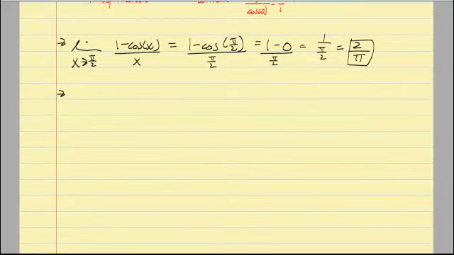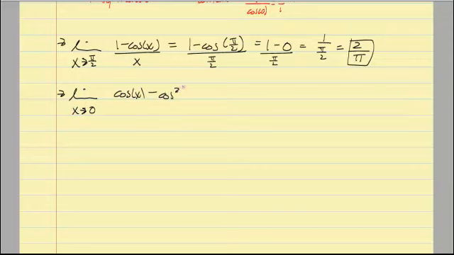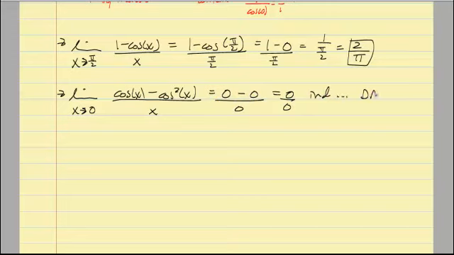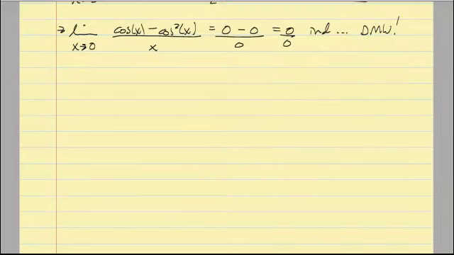Our next one, let's look at the limit as x approaches 0 of the cosine of x minus cosine squared of x all over x. Again, first thing we do is plug directly in. The cosine of 0 is 1. The cosine of 0 is 1. 1 minus 1 squared is 0, all over 0, so I have 0 over 0, which is indeterminate, and indeterminate means to do more work. Well, the more work we can do here, I don't really see anything right off the bat. Let's go ahead and look at this algebraically.